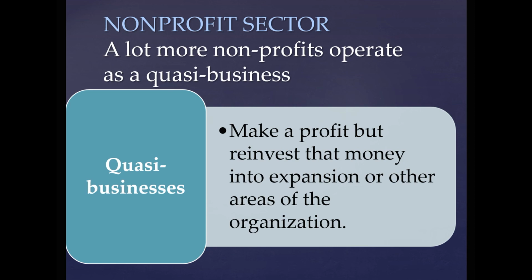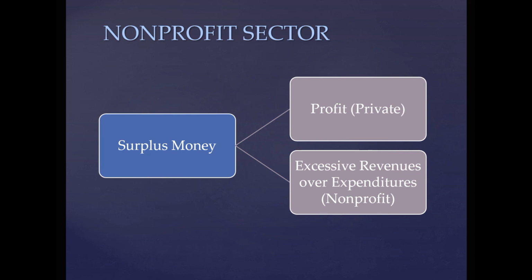Not-for-profits are more and more operating as a quasi-business, as I've mentioned before, or often what's called a social enterprise. So they make a profit, but they reinvest that money into the expansion of other areas of the organization. In the not-for-profit sector, the word profit is not allowed, really. It's called surplus money, or excessive revenues over expenditures. In the private sector we call this profit, but in the not-for-profit sector this is viewed as excessive revenues. So they're not allowed to make that.